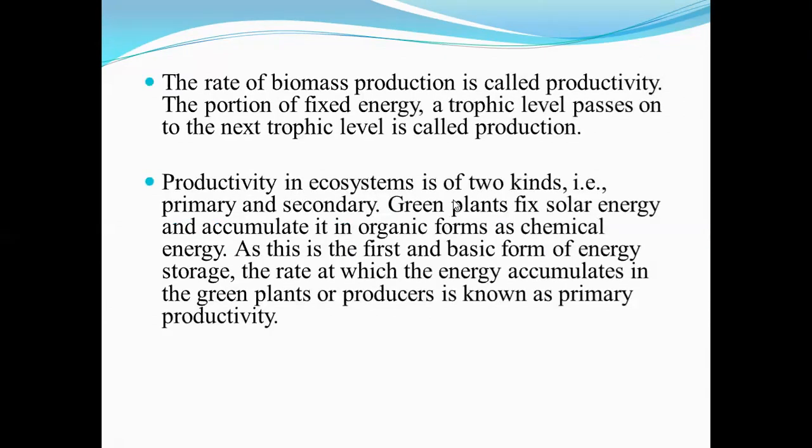The rate of biomass production is called productivity. Here, the portion of fixed energy that a trophic level passes to the next trophic level is called production. Every minute, each centimeter square of the Earth's surface receives about 1.34 kilocalories of solar energy. Photosynthesis, on which life depends, can only utilize up to 2.5% of this total solar energy that falls onto the surface of Earth.